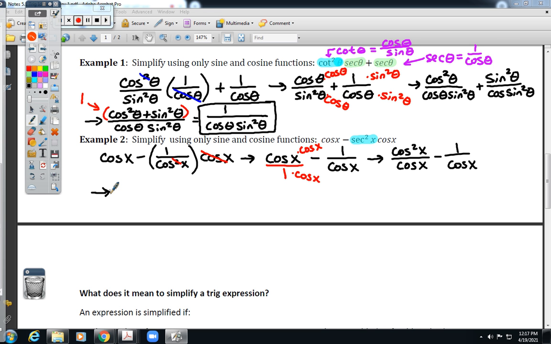And you may be thinking, but didn't we just cancel something that looked like that? Yeah, we did. But sometimes in order to get to a common denominator, we have to make things more complicated before they get simpler. Now with that common denominator, we combine the numerators, which would be cosine squared minus 1 over cosine. So we're down to one term.